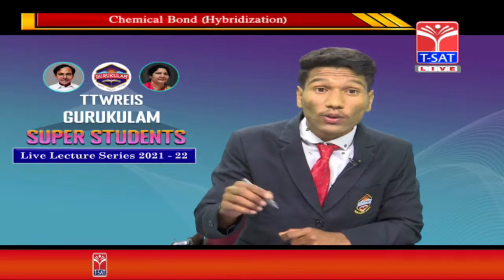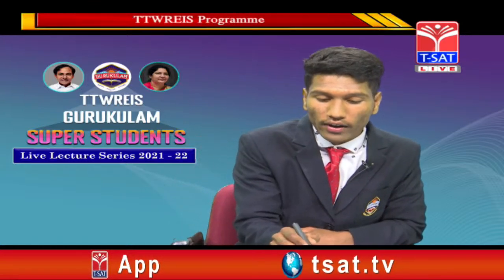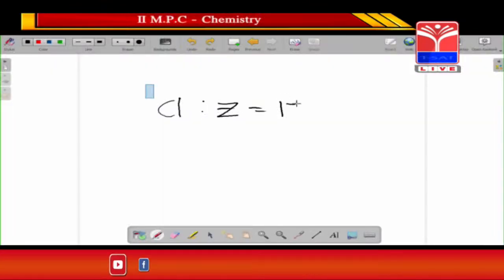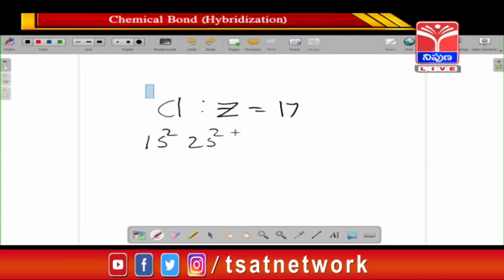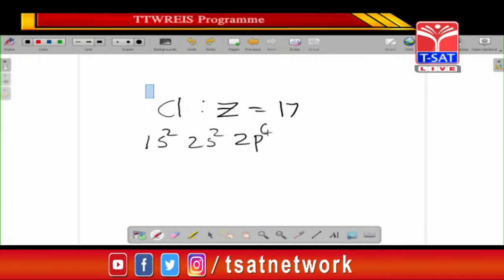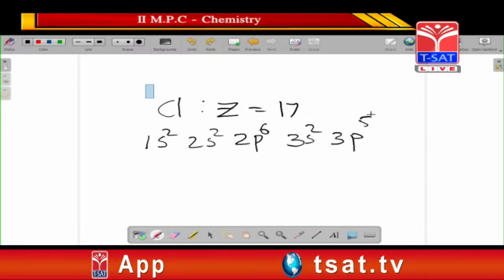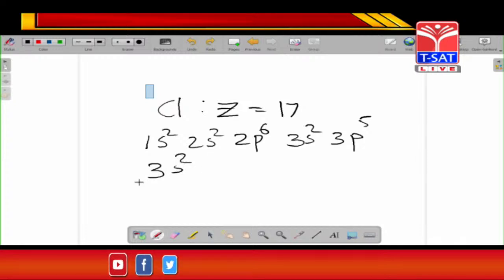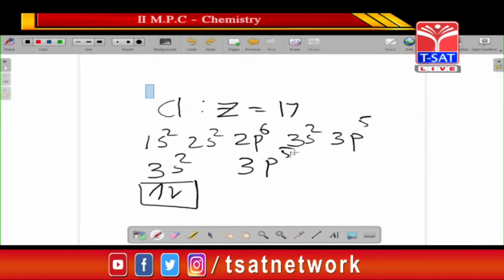After this, we will also write the configuration of chlorine. Chlorine has atomic number Z equal to 17. So we write the configuration 1s2, 2s2, 2p6, 3s2, 3p5. Okay guys, so here 3s2, 3p5.